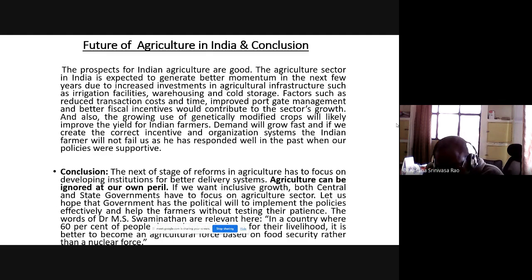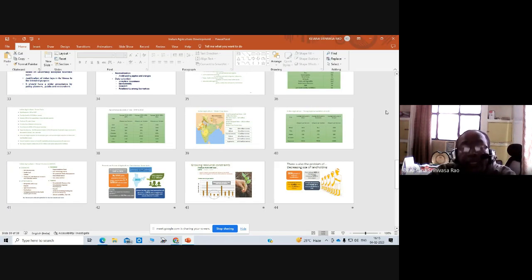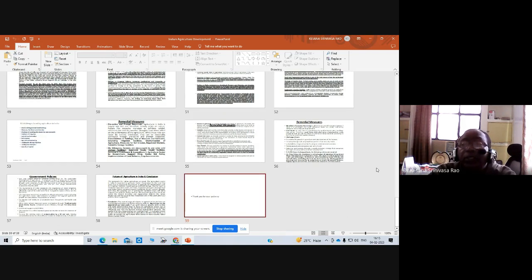M.S. Swaminathan, he is the father of our agriculture. In his words, in a country where 60% of people depend on agriculture for their livelihood, it is better to become an agriculture force based on food security rather than a nuclear force. So these are the things which I would like to share from the Indian agricultural development point of view.